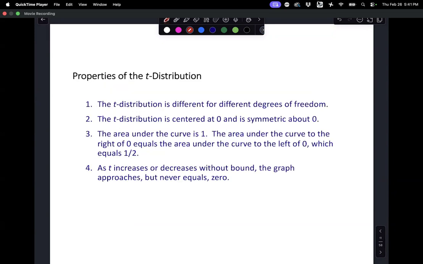Okay. The t distribution is different for different degrees of freedom. So I'm going to underline this right here, put a star next to it. It's a little more complicated than this, but this is an intro stats class. So this is what we're going to say. Degrees of freedom equals sample size.